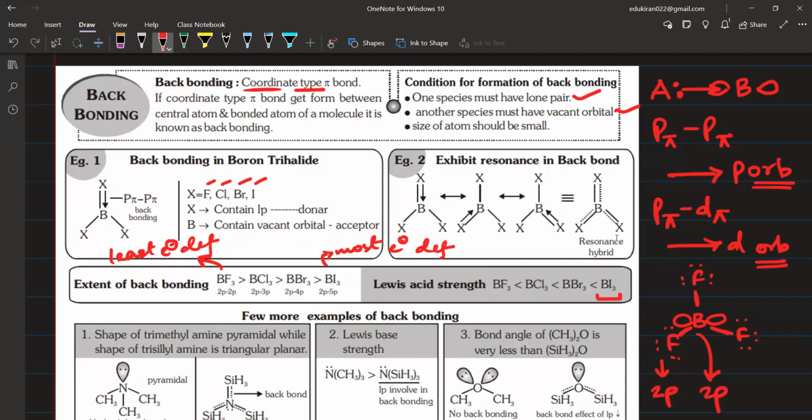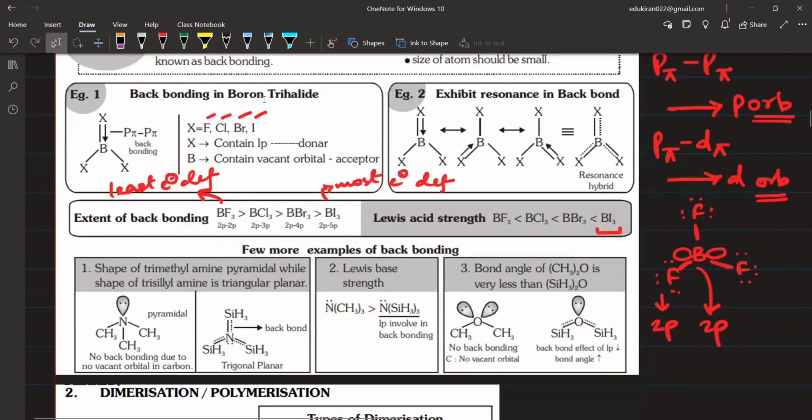Okay. Now, there are a few more examples. For example, you have trisilylamine and trimethylamine. In trimethylamine, you have nitrogen attached to CH3. In trisilylamine, you have silyl, that is SiH3. What is the difference here? The only difference you can see is that here we have a nitrogen-carbon bond, and here we have a nitrogen-silicon bond.